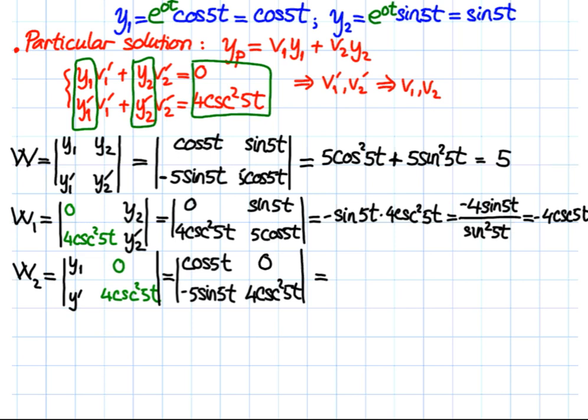So the determinant will be 4 cosine 5t cosecant square 5t. And just like the last problem, cosecant is 1 over sine, so we will have 4 cosine of 5t over sine square of 5t. Alright, so that is on the W's, the Wronskians.